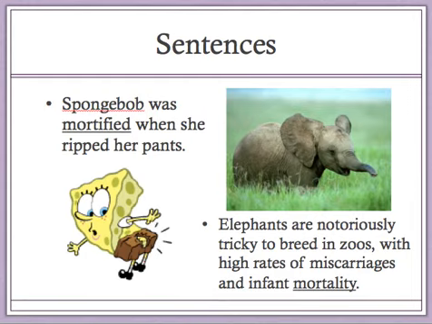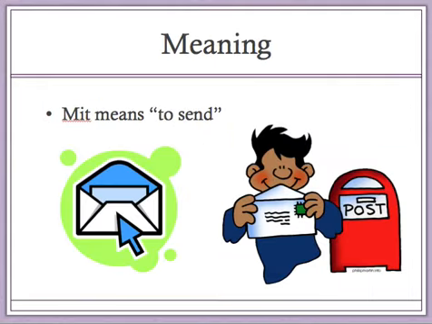Next, elephants are notoriously tricky to breed in zoos with high rates of miscarriages and infant mortality. It's terribly sad. The next Latin root we're going to look at is MIT, which means to send.